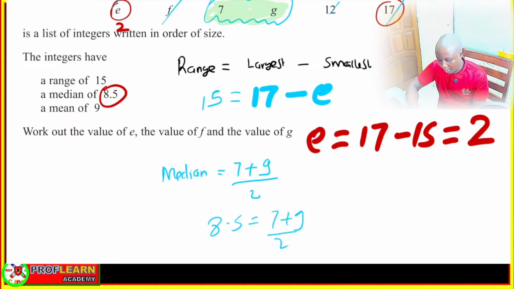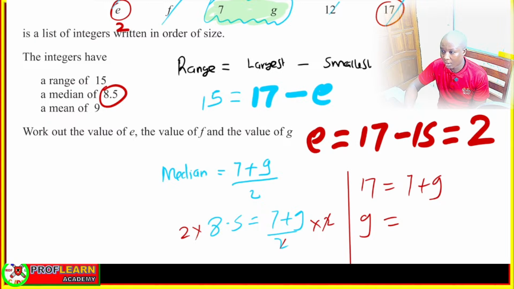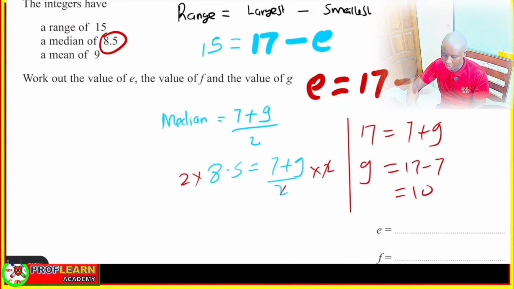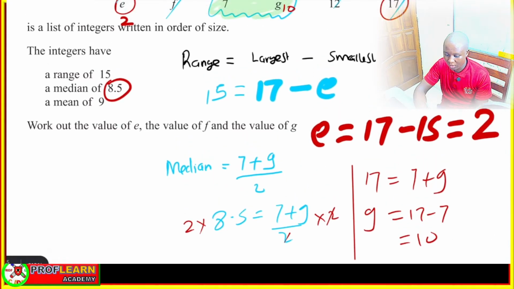So we can multiply both sides by 2 so that we can get rid of these 2 here, and then we end up having 17 is equals to 7 plus G. So G is going to translate to be what? G is going to be 17 minus 7, and that's going to be 10. So our G is basically 10 there. And we are told that the mean is 9. So you need to remember that for you to work out the mean, you are going to add all the values that we are having here.